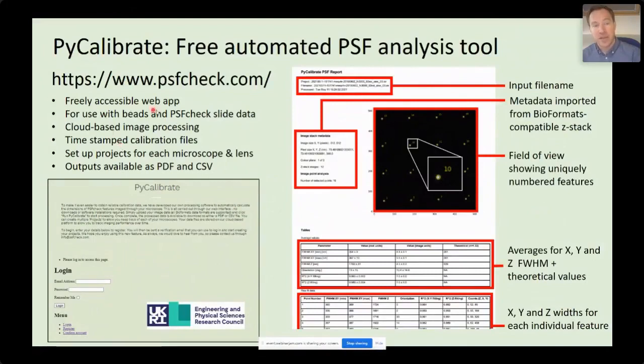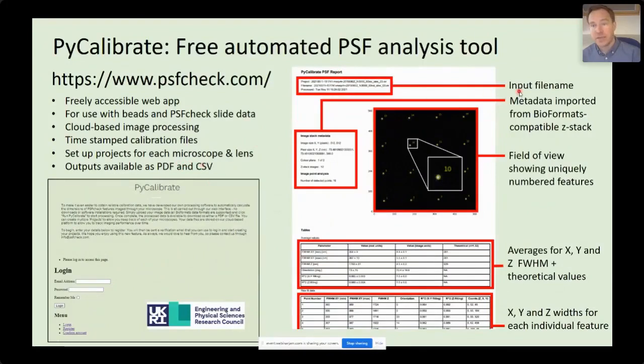They could be beads, or PSFcheck features, either work. As long as they're just the stacks themselves, it can perform the image processing. It all happens in the cloud through the Google Compute Engine. And then you get out at the end this nicely time-stamped calibration file. It's either available as a PDF, as a report that looks like this on the right, or you can get it as CSV files, depending on how you want to integrate it into your workflow.